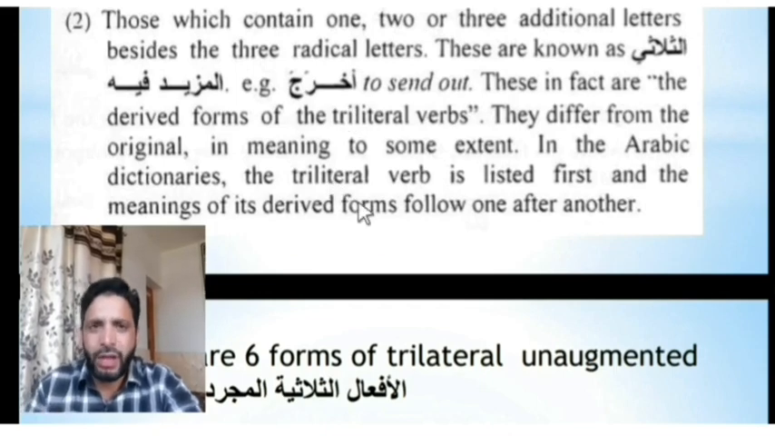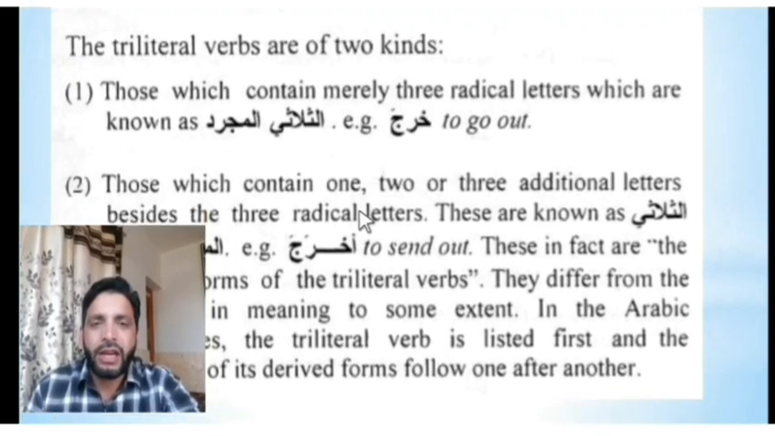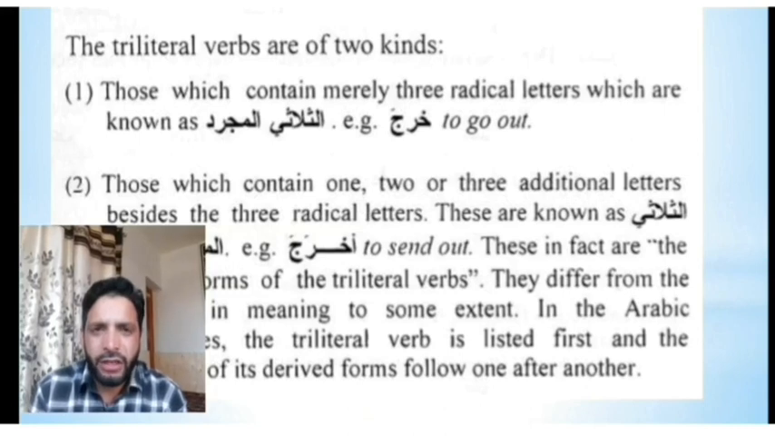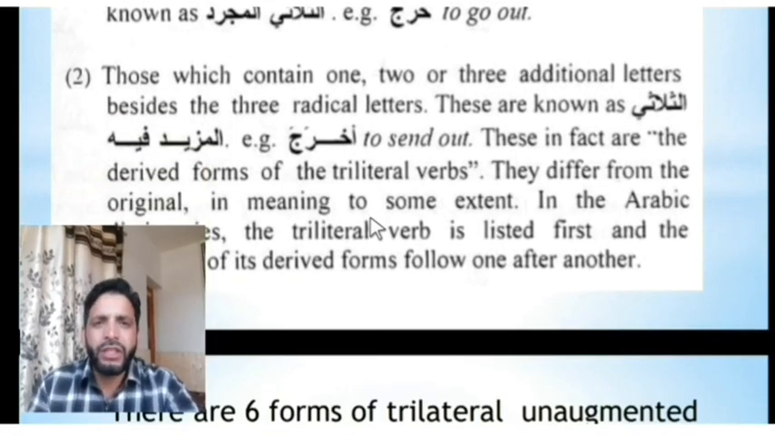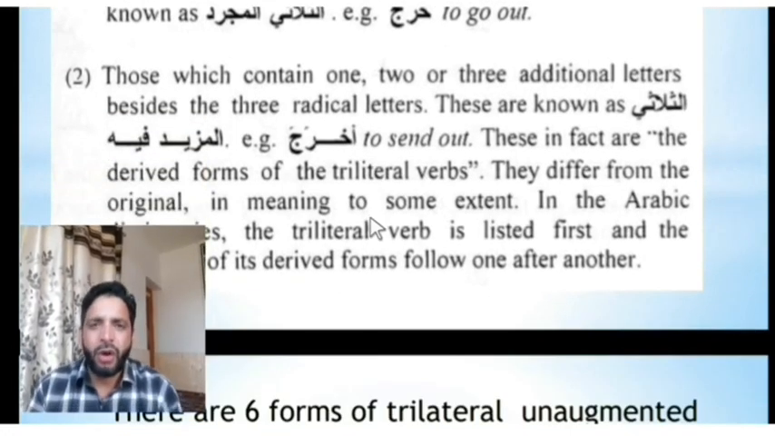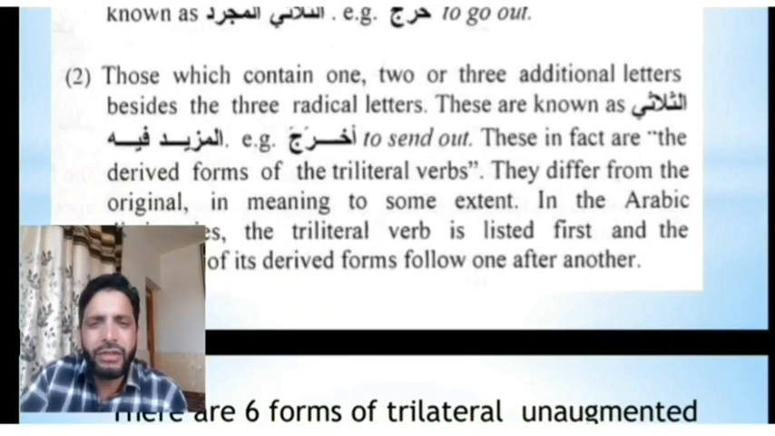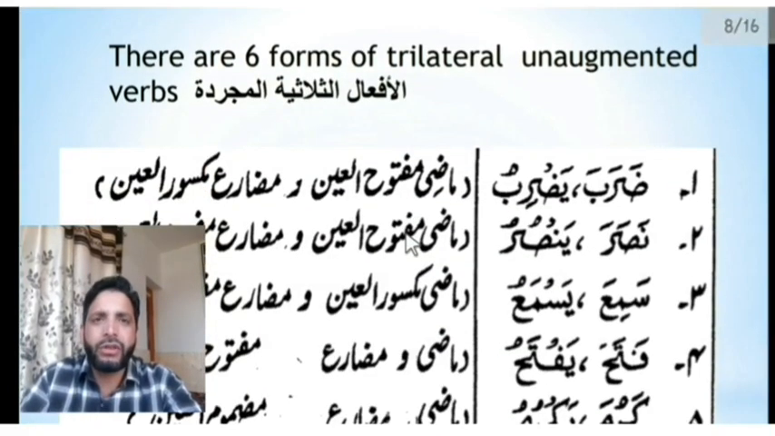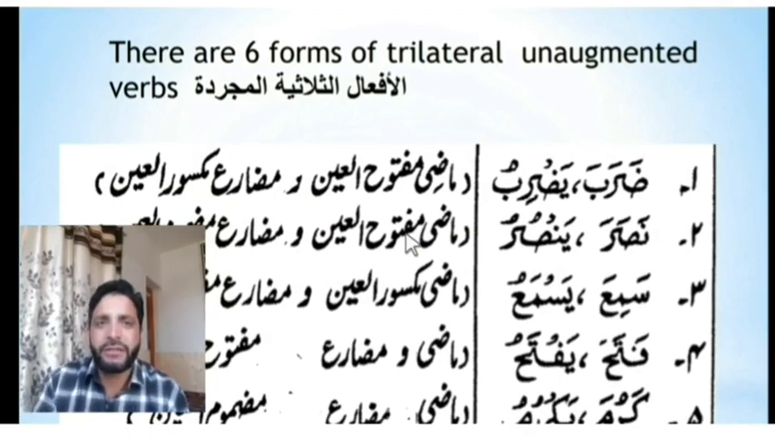So to sum up here, we have to understand the difference between sulasi mujarrad and sulasi mazid. Sulasi mujarrad is a verb where we don't find any additional letter on it, and sulasi mazid is that which contains additional letters. By using additional or extra letters on a sulasi mujarrad, it gives the benefit of different meanings that we shall discuss in future, inshallah. So now we have to read and understand the 6 forms of trilateral unaugmented verbs.